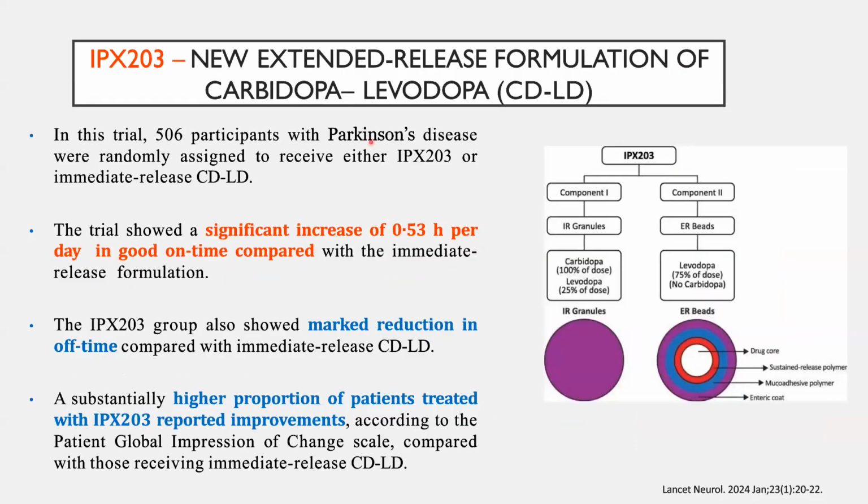And the newer drug is the newly released extended release carbidopa levodopa. It contains both kinds of molecule. One is immediate release, where 25% of the levodopa is released immediately, so it takes care of acute symptoms, and 75% of the dose is released slowly. As we routinely use either immediate release or extended release, the newer drug is IPX 203, which has both components. One is immediate release and one is extended release. It has not yet come to the market, but it is FDA approved.